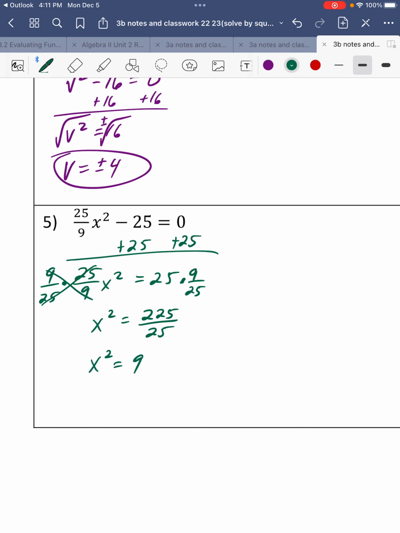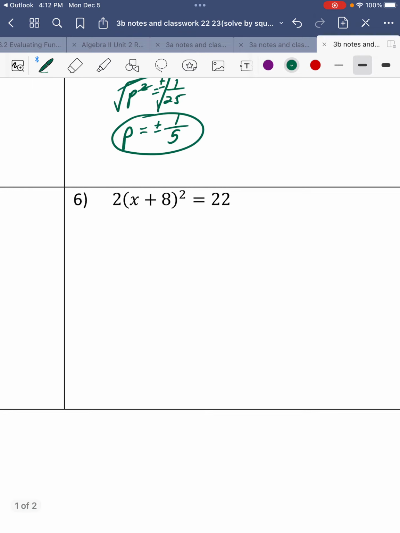Take a look up here. You have a multiply by 25, so you multiply by 25 and you have a divide by 25. What that actually does, anytime that happens, is they simplify. And then you square root, you have a positive and negative, square root and square, positive and negative 3.